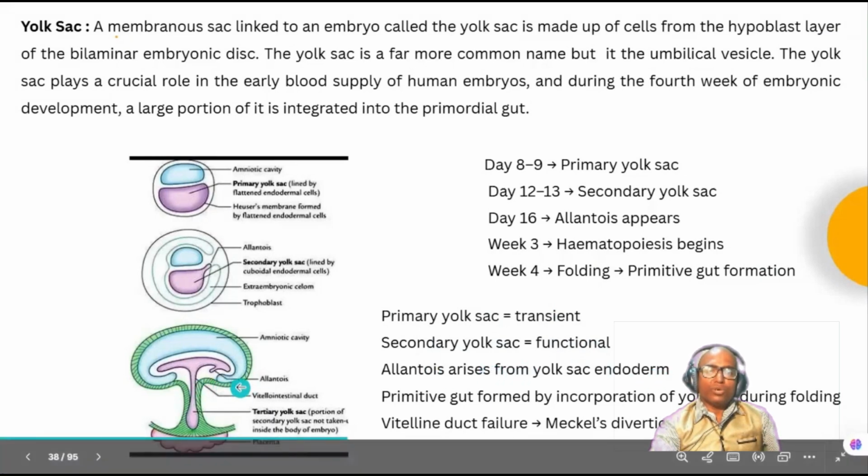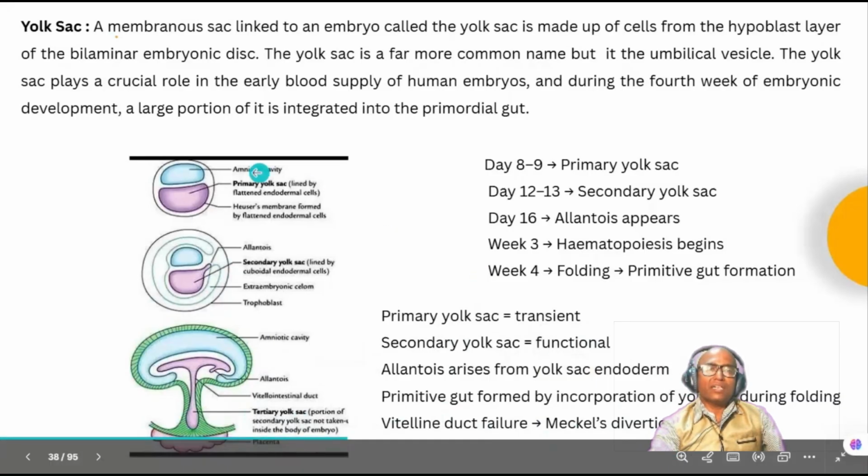Okay, so the yolk sac endoderm will give rise to the allantois. The primitive gut is formed by incorporation of the yolk sac during the folding. As I already mentioned, as this developing embryo gets folded, this yolk sac will get incorporated into the developing embryo and will form the primitive gut. The connection between the two is the vitellointestinal duct, and failure of closure of this vitellointestinal duct will lead to Meckel's diverticulum. This is also a question which is asked in the examination.